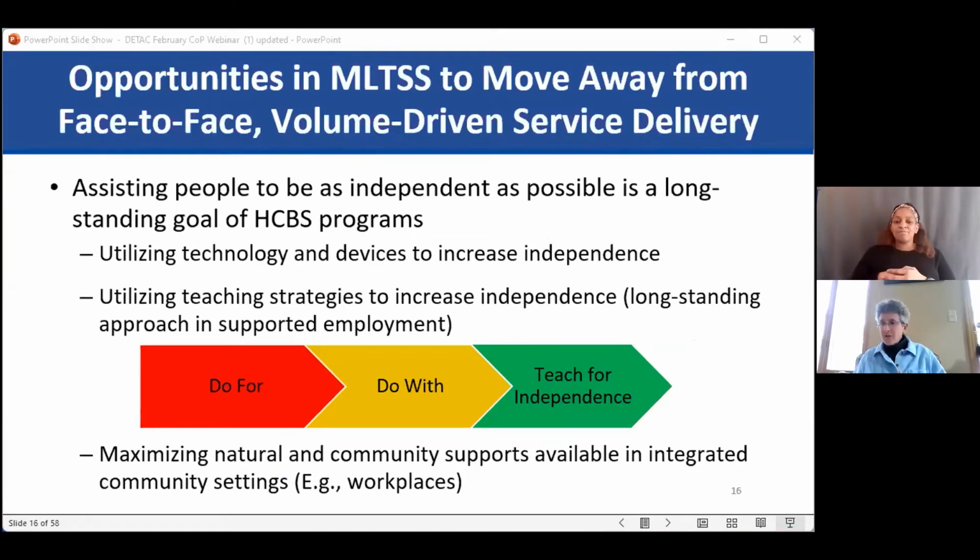So we can use technology and adaptive devices to increase independence. We can use teaching strategies, which has been a long-standing approach in supported employment. And as we begin to move away from doing for people to doing with them, and then ultimately to teaching for independence, we can recognize how much a performance-based or value-based payment structure can help us do these things and enable people to be more independent, as well as using natural and community supports that are available in integrated places. Next slide.